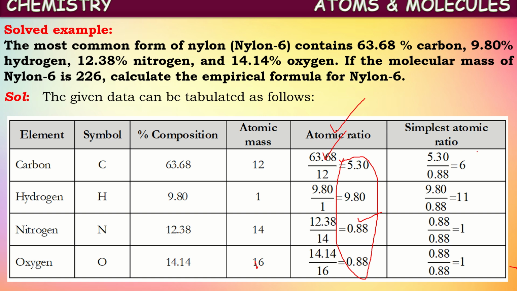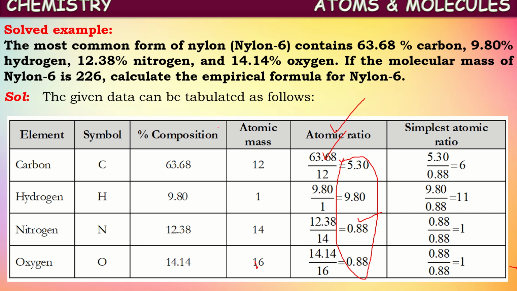For carbon, how much did we get? 5.30. Among these, the least ratio is 0.88. So 5.30 by 0.88 gives 6. For hydrogen, the atomic ratio obtained is 9.80, and 9.80 by 0.88 gives 11. 0.88 by 0.88 is 1, and 0.88 by 0.88 is 1. Now we have obtained the simplest atomic ratio.